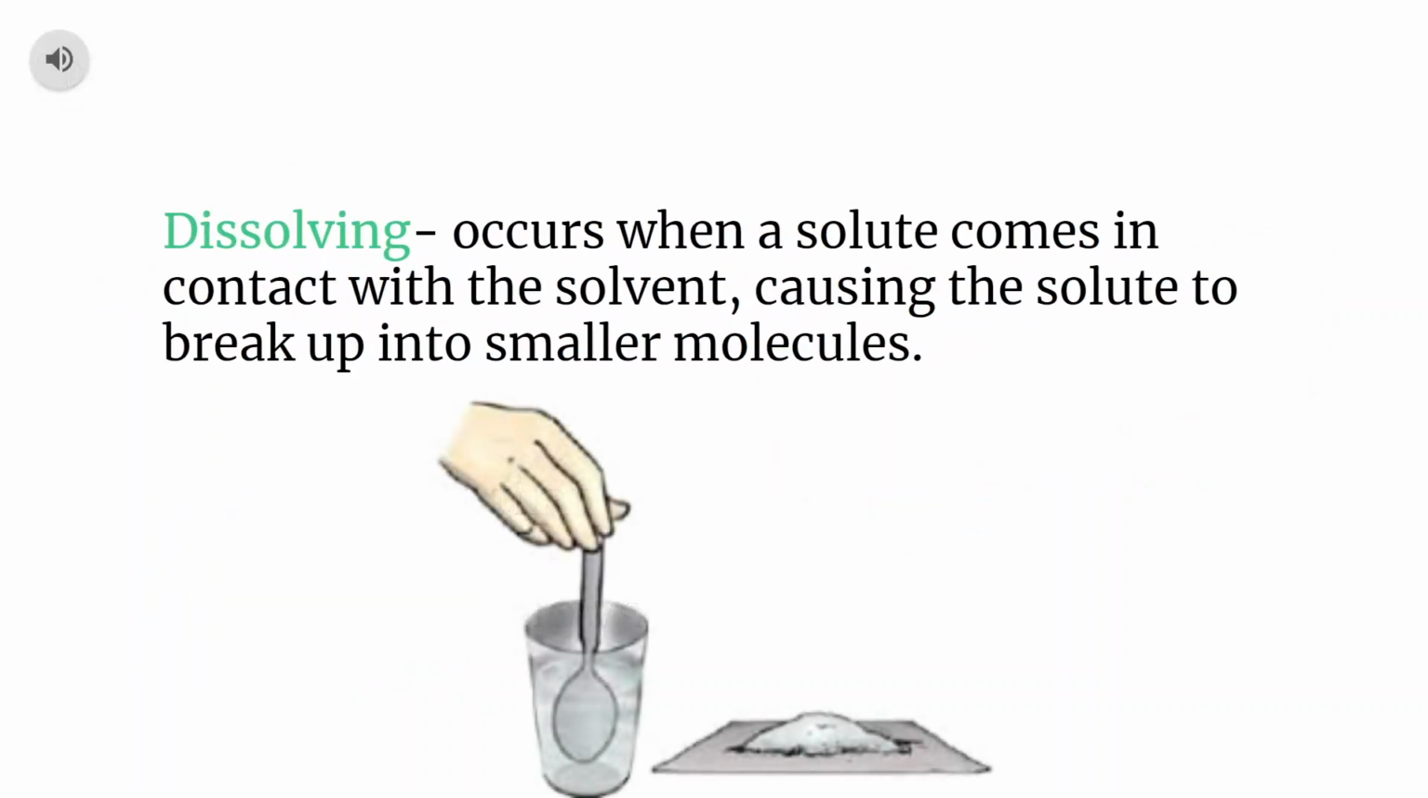To form a solution, the solute has to dissolve into the solvent. Dissolving occurs when a solute comes in contact with the solvent, causing the solute to break up into smaller molecules. For example, when salt comes in contact with water, the pieces or crystals of salt break up into tiny molecules and combine with the water molecules. Salt is the solute and water is the solvent.